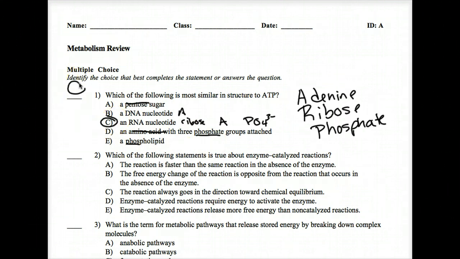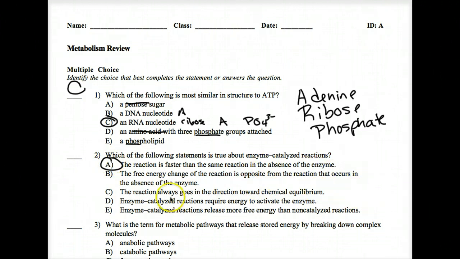Which of the following statements is true about enzyme-catalyzed reactions? Well, an enzyme-catalyzed reaction is going to lower the activation energy. So it lowers the amount of energy that has to be added to a reaction, but you're going to get the same end product out later. So it lowers the initial cost, but it does speed up a reaction. So my answer is going to be A. The reaction rate is faster than the same reaction in the absence of an enzyme.